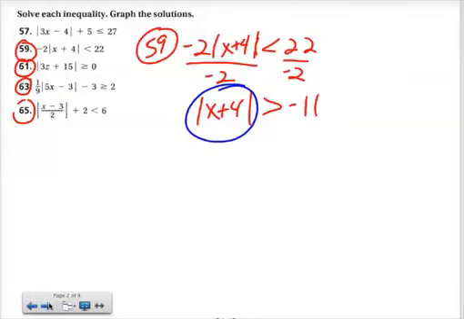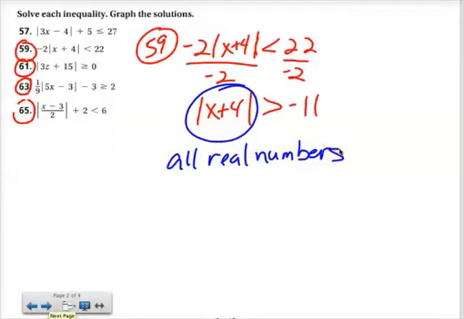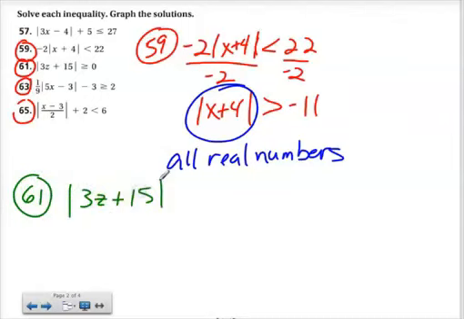So solve the inequality. This would be all real numbers. You could put infinity, and then when you graph it, you shade the whole doggone number line. That's what you do for number 59. Then number 61 is the absolute value of 3z plus 15.